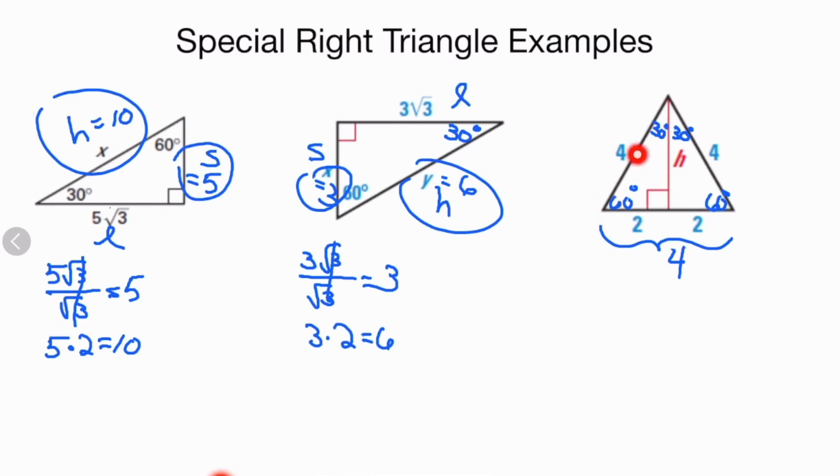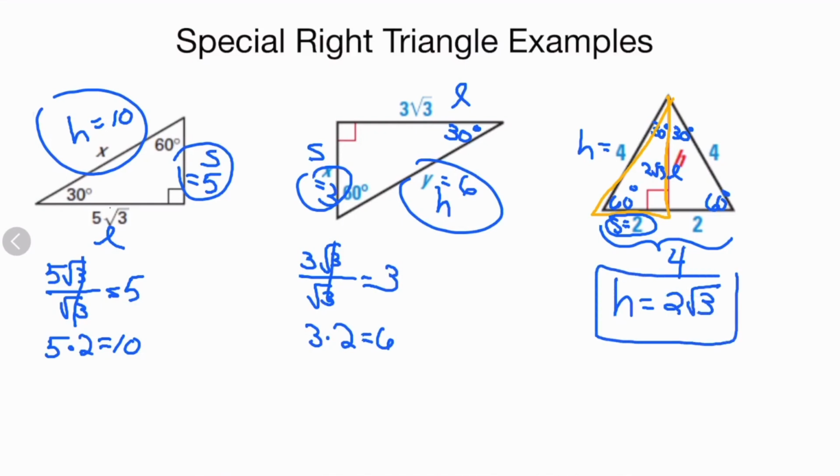If I just focus, say, on this part of it, I'll put that in a different color. I'm just going to look at this part of it. The side opposite the 30 is my shorter leg. And the hypotenuse is opposite the 90, and it's making sense. Shorter times 2 is hypotenuse. So the side opposite 60, my longer leg, you take the shorter leg and you multiply by the square root of 3. So that h is 2 times the square root of 3. And that's a very helpful thing.